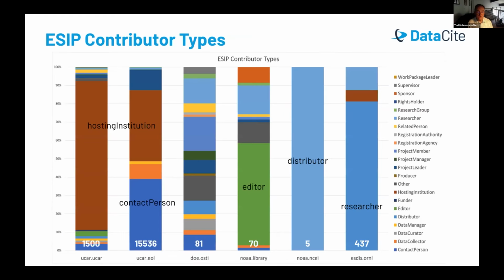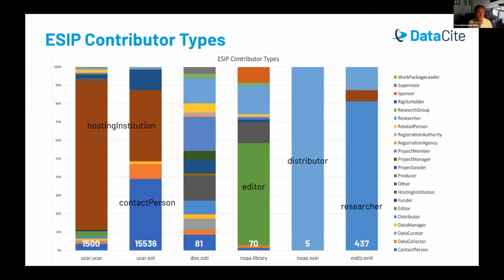The last question that I'll take a look at is how are ESIP repositories associated with ESIP members using contributor types. This is a collection of 6 that I found. There are unfortunately many ESIP members that have repositories at DataCite that are not using contributor type.